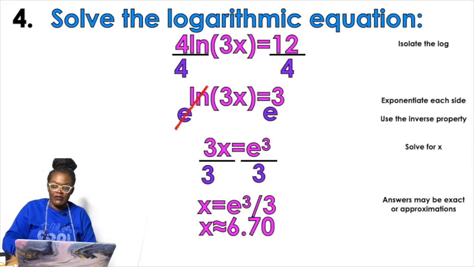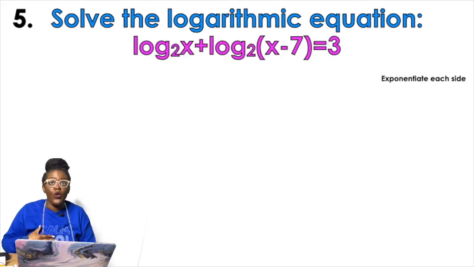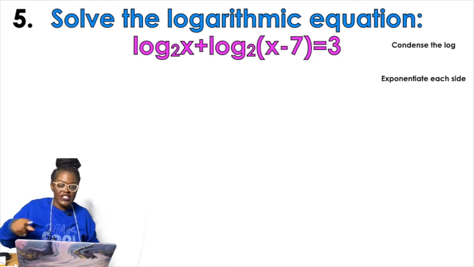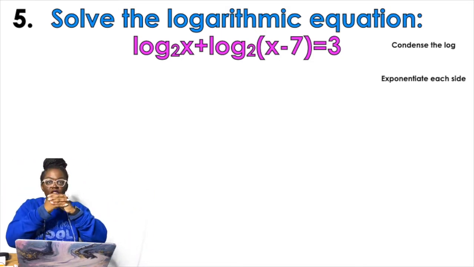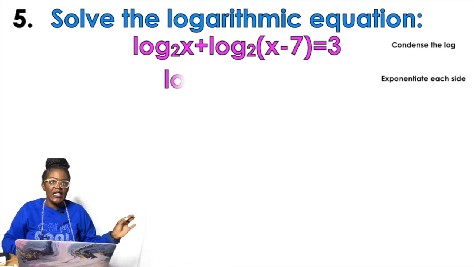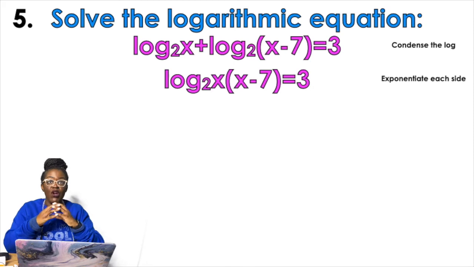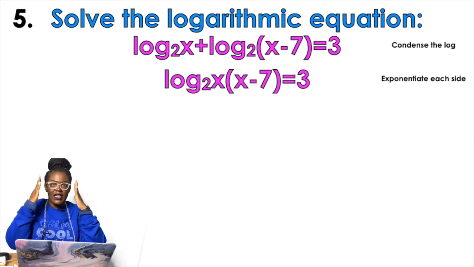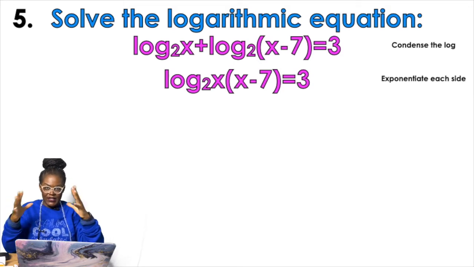That was level 2. Level 3. Oh my goodness, you're not supposed to exponentiate both sides yet. You're supposed to condense the log first. Let's get one singular log term isolated before we try to exponentiate both sides. So we're going to use our product rule. Remember, plus turns into product. So I have x times (x minus 7) condensed into one log.